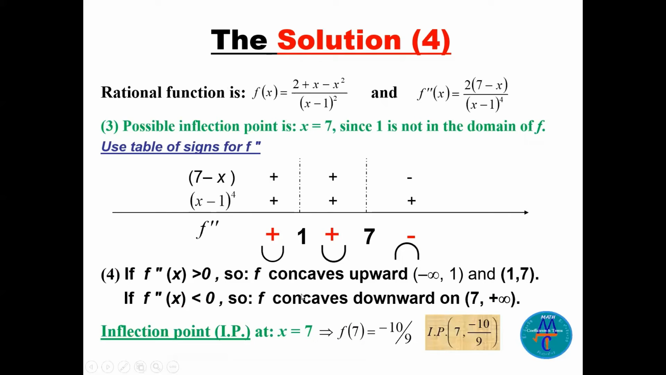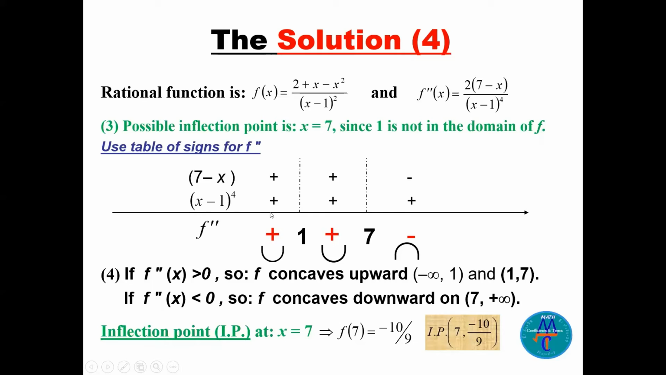Now let's study f double prime. So the possible inflection point is x equals 7. This is from the second derivative. We take the second derivative equal to 0, x is equal to 7. We have to study that. And 1, we cannot consider it because it is not in the domain of the function f. So x minus 1 to the power 4, we write here plus plus plus.